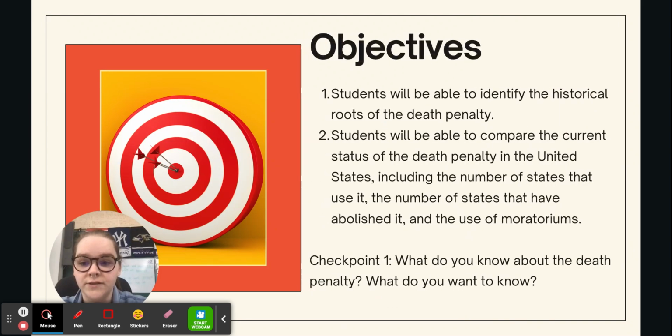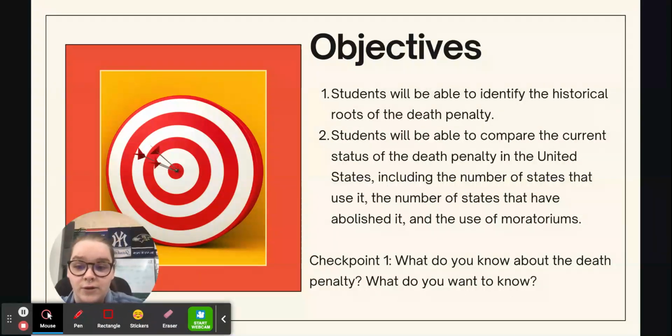So our first objective today is to identify the historical roots of the death penalty. And our second objective is to compare the current status of the death penalty in the United States, including the number of states that use it, the number of states that have abolished it, and the use of moratoriums. And remember to answer your checkpoint questions as we go.